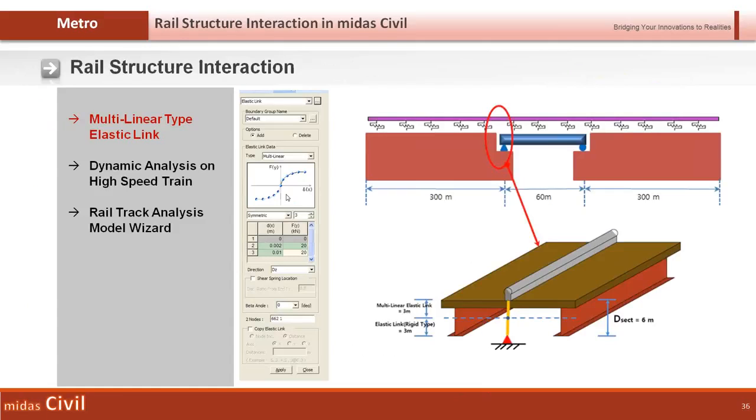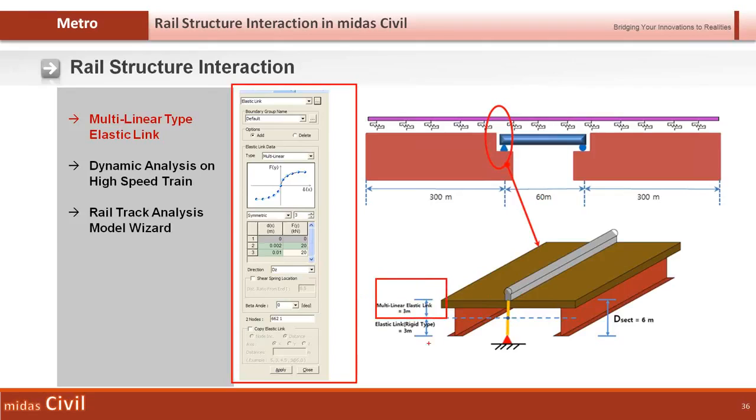Okay. So for Midas Civil, how do we do it? We have a proper rail structure interaction. This is how you give a multilinear elastic link. The rail is connected to the deck using a multilinear elastic link here. Similarly, the centroid of the deck is connected to the bearings using another rigid link. So the simulation of the practical problem is done by a line element model, and then providing elastic links to replicate the unloading and loading stiffness of the ballast and connections.